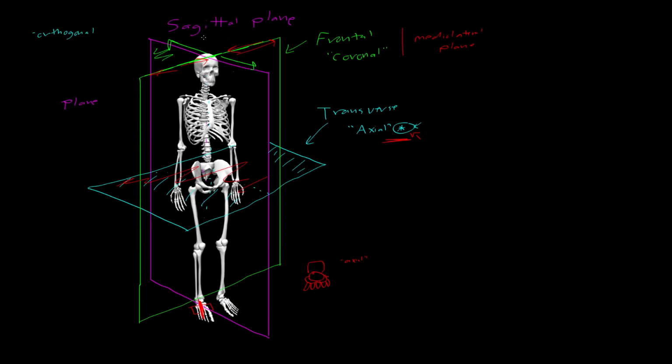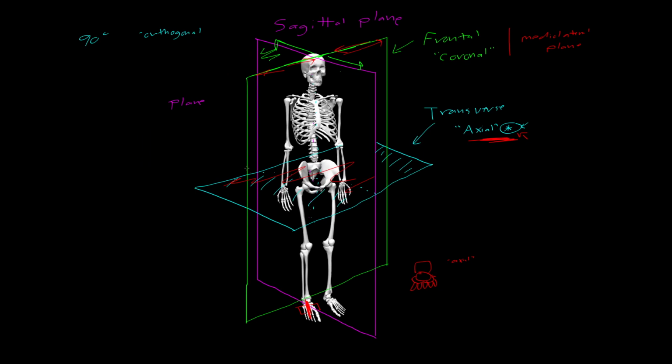The main things you need to know: sagittal plane, frontal plane, also called coronal plane, and you'll occasionally hear me refer to it as the mediolateral plane. Transverse plane, sometimes referred to as the axial plane, although not necessarily interchangeably. Lastly, just remember these are planes, meaning they're a flat two-dimensional slice, and that they are orthogonal, 90 degrees to each other.